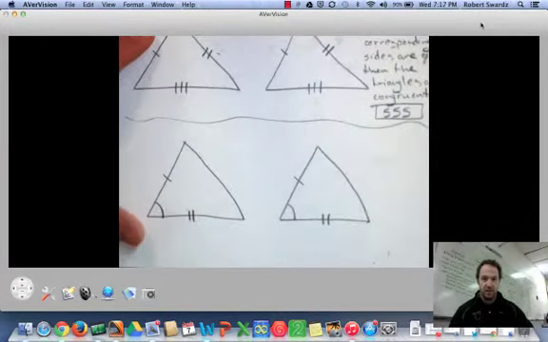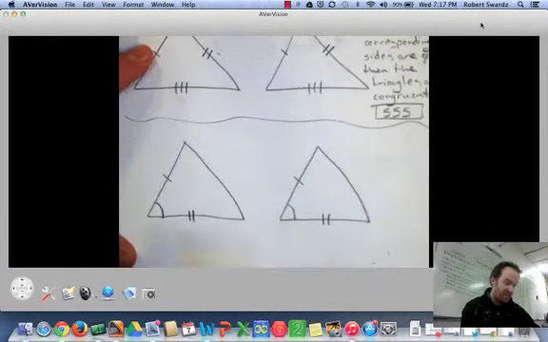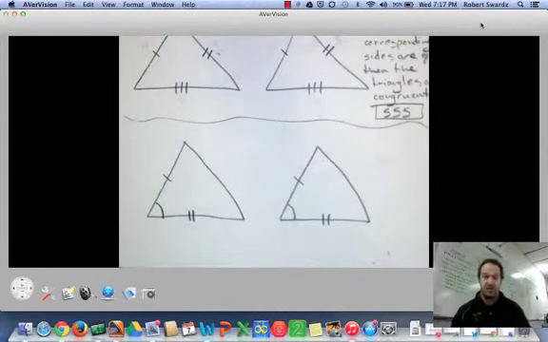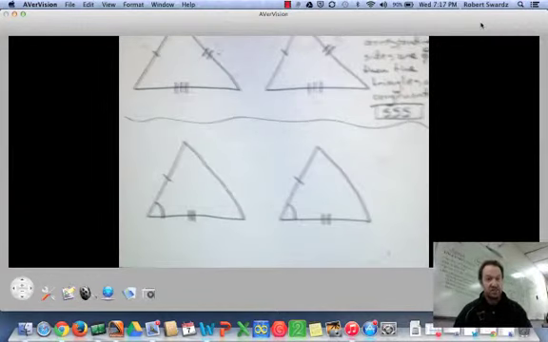Let's look at another one. What if we have two pairs of sides with the angle in between them the same? Is that enough for us to say that the triangles are congruent? Well, again, let's look at similarity.